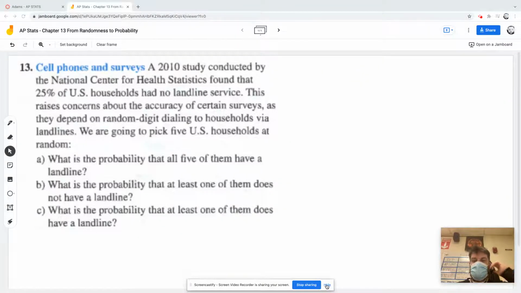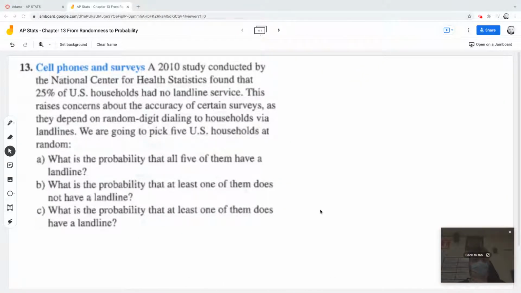All right, so a 2010 study conducted by the National Center for Health Statistics found that 25% of U.S. households had no landline service. This raises concerns about the accuracy of certain surveys as they depend on random digit dialing to households via landlines.